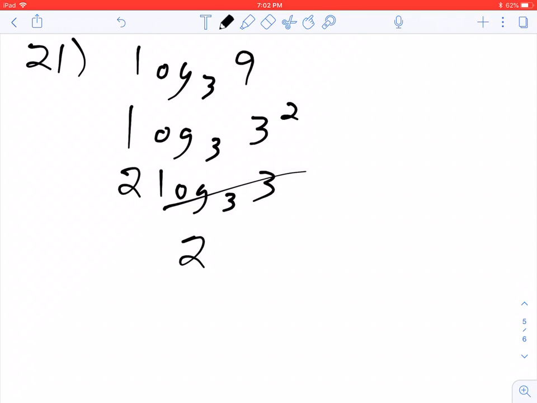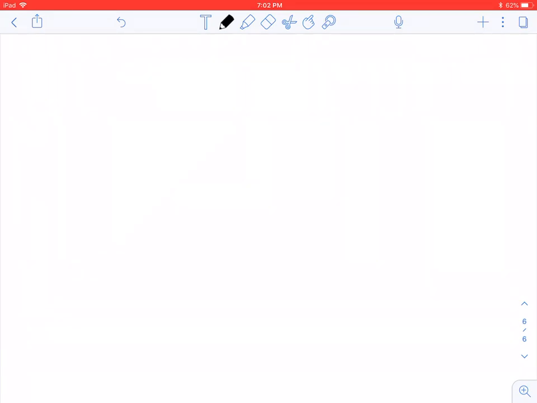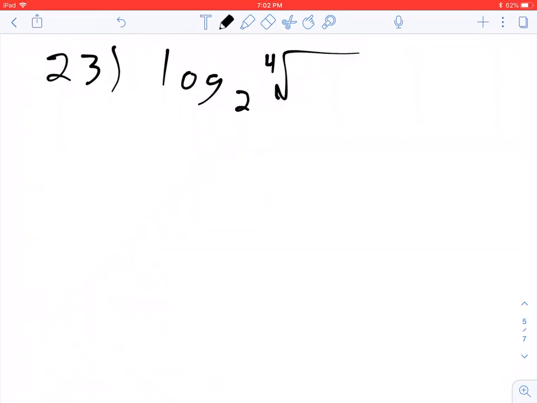Here is 23. 23 is log base 2 of the 4th root of 8. There's a lot going on in this one. The first thing you want to do, anytime you have a root, whether it's a square root, cube root, 4th root, is rewrite it as an exponent. So we're going to rewrite this as log base 2 of 8 to the 1/4 power.